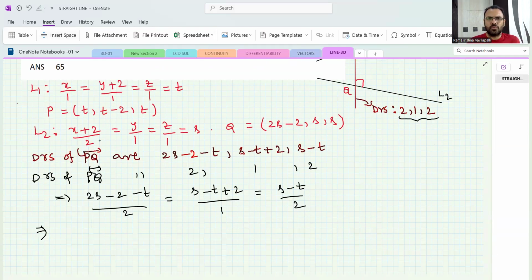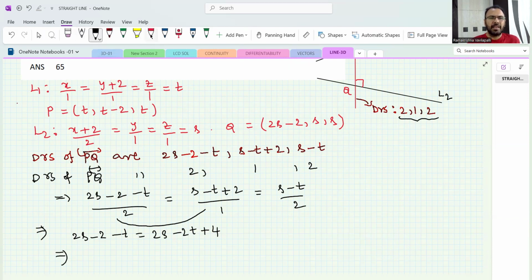Now, our task is to find t and s. So I hope you do these two equations. You will get 2s minus 2 minus t equal to 2s minus 2t plus 4. It is nice that directly we got the value of t, not s and t. 2s cancelled. So this implies t is equal to 6.